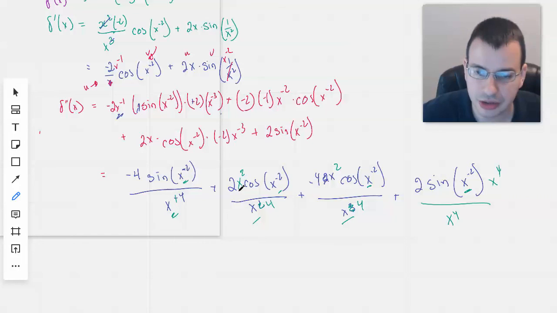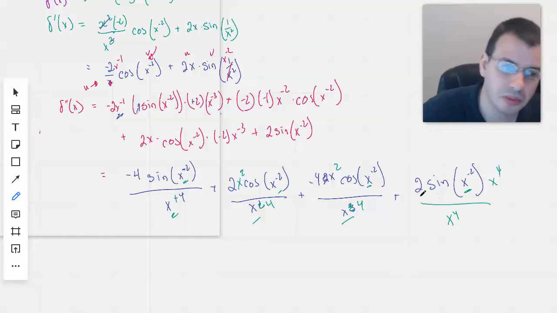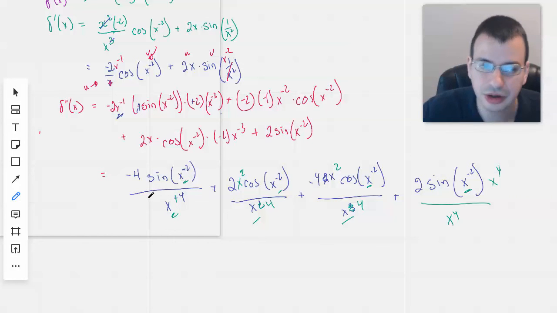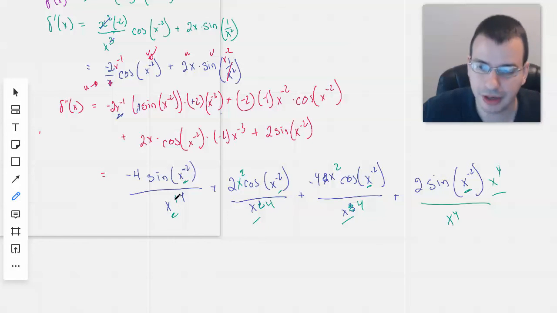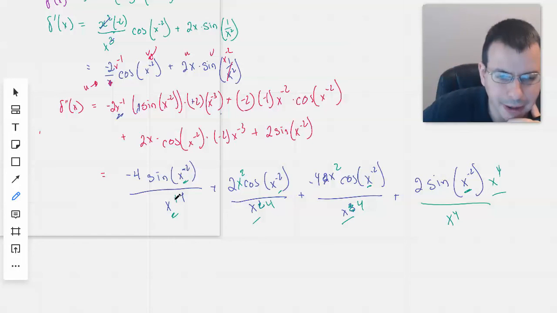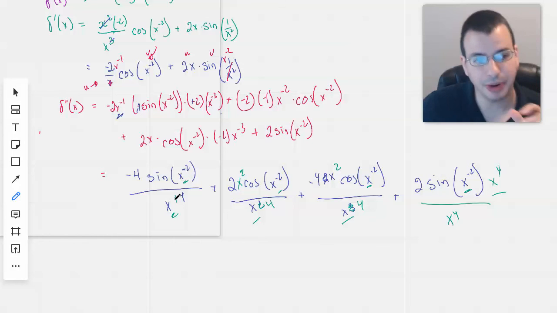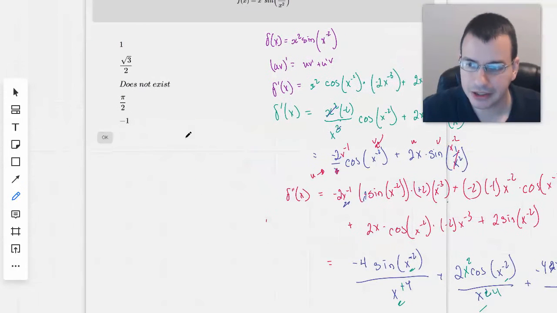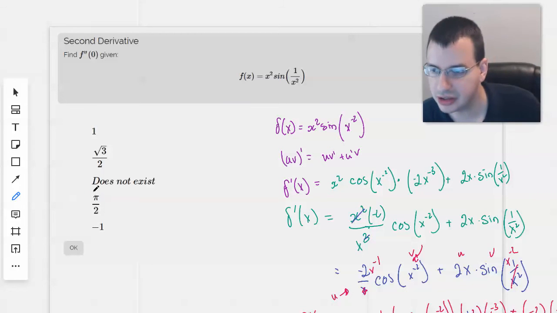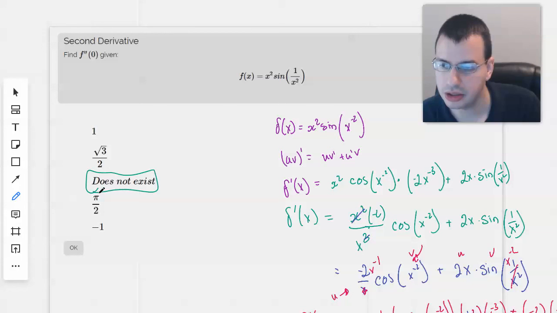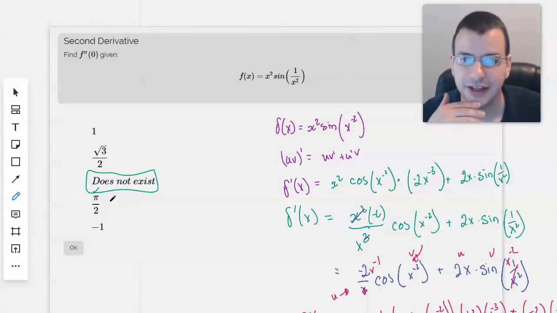But we see, all right, so we got 2x squared. Maybe it'd cancel a little bit with that. 2 sine squared. Maybe it'd cancel a couple of those. But then we have this x to the 4th over here. So they can't really combine. Nope. There is no way this could possibly exist. And so the answer for this is going to be does not exist.